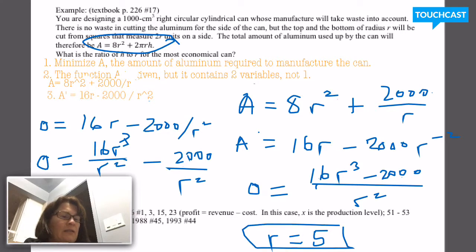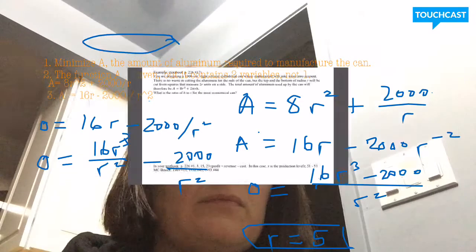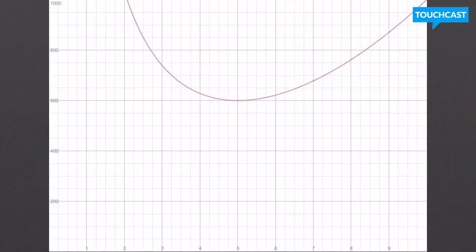And I'll just point out here, I did make a graph. Just to prove that I graphed the A function, and just to make sure that I was going to have a minimum. And you can see it does look like when the input variable is 5, that's the lowest point on the graph.